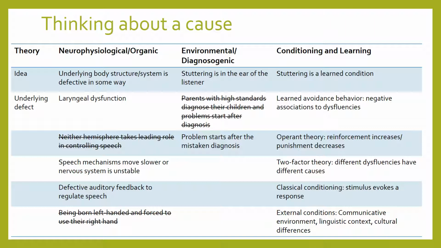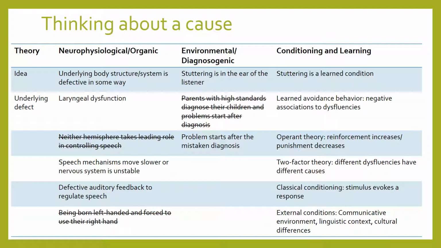And now the child has a problem, and now they stutter, and it continues to be a problem throughout their lifetime. And again, we have evidence that says, no, that's not it. And then they have that the problem starts after the mistaken diagnosis. So it goes back to, again, everyone is disfluent. We say that the child is stuttering, and then the child continues to stutter afterwards.